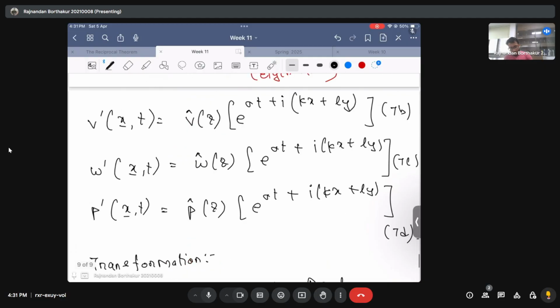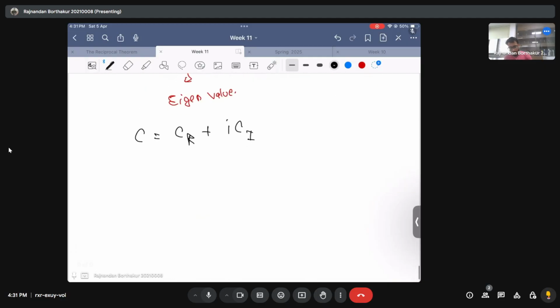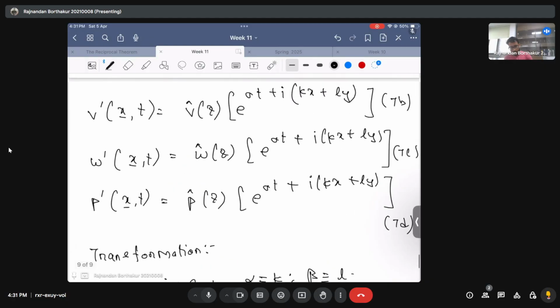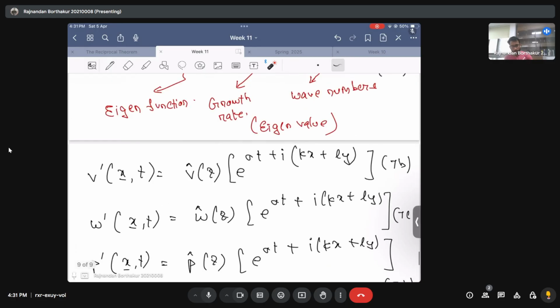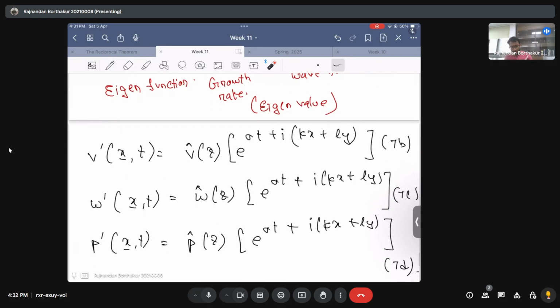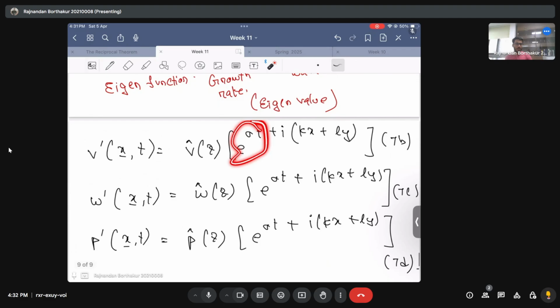Which means that if I simplify this term, if you have a closed loop, the only thing that dictates if these perturbations will grow or decay with time is this term e power sigma t, because this is a periodic term. This will not hamper, so this will just have a periodic nature. The only term that will dictate when these perturbations will grow with time or decay with time is this e power sigma t.